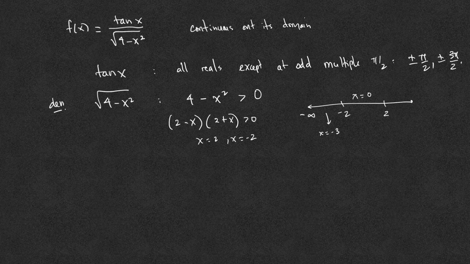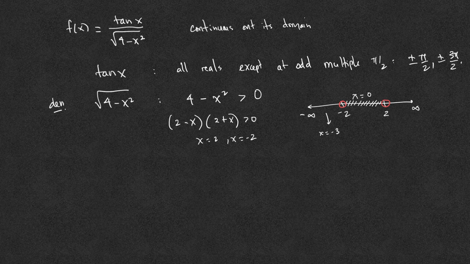4 minus 0 squared is 4, which is positive, and so this interval will be in the domain of the square root of 4 minus x squared. And lastly, if we pick a number in the last interval, 100 for example, 4 minus 100 squared is clearly negative, and so this will not be in the domain. We also need to take out negative 2 and 2 because negative 2 would make the denominator 0, and 2 would make the denominator 0 as well.